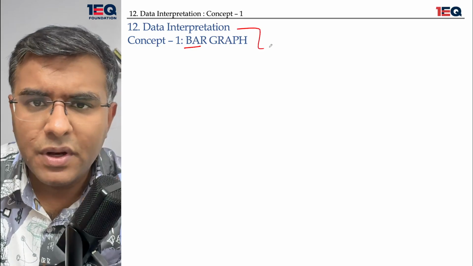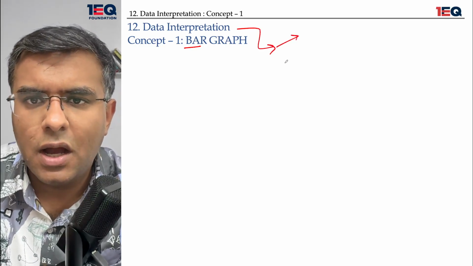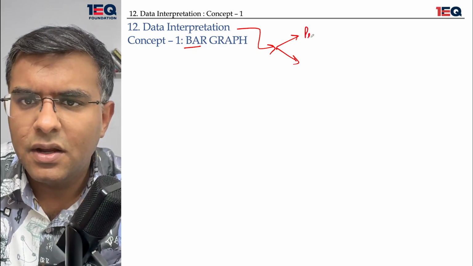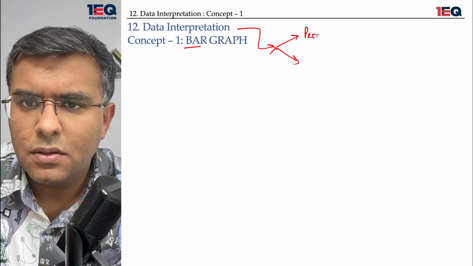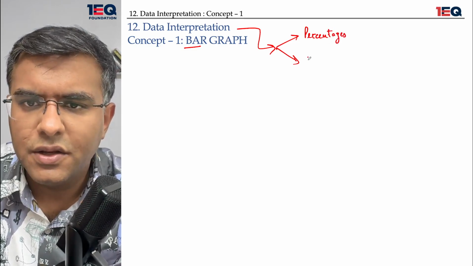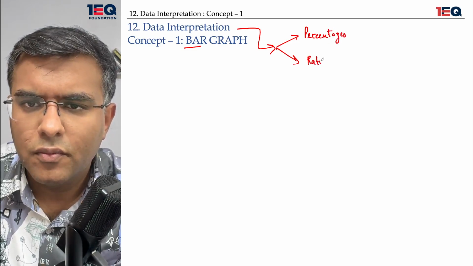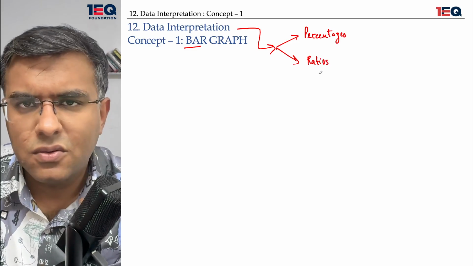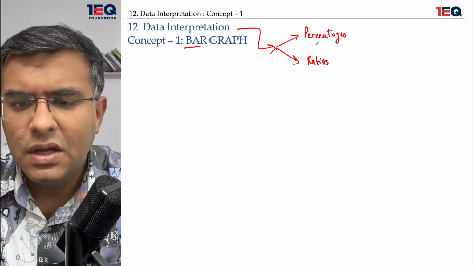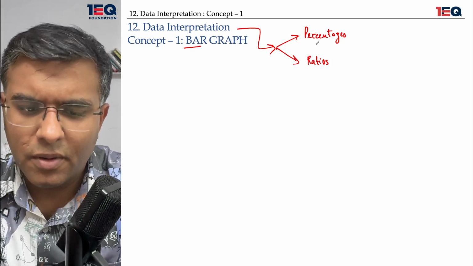And the main foundation of data interpretation is laid on two important topics. They are percentages and ratios. These two topics are very important. If you know well about these two topics, then data interpretation is not a problem at all.